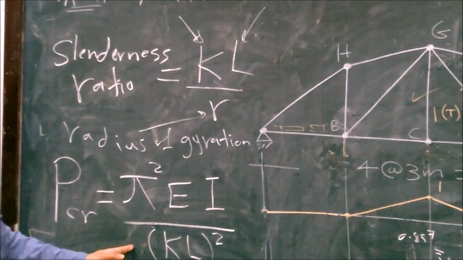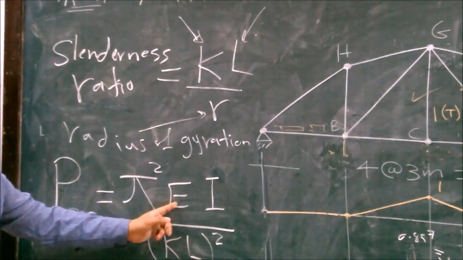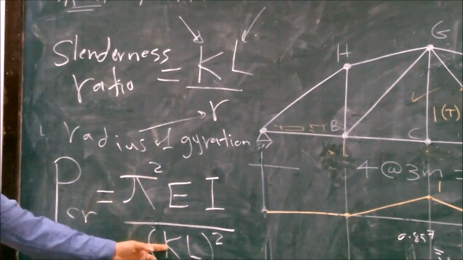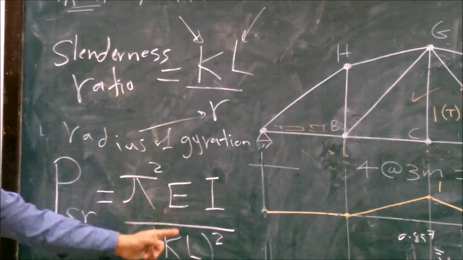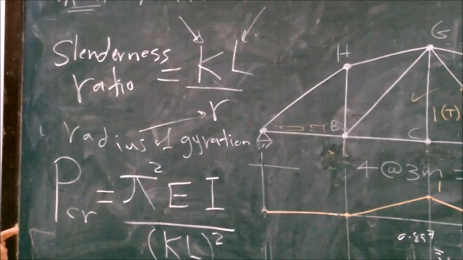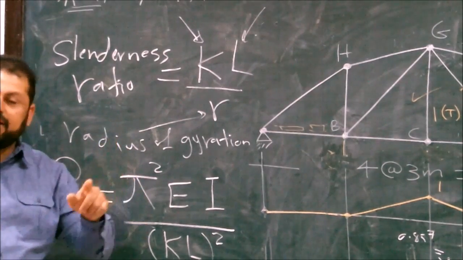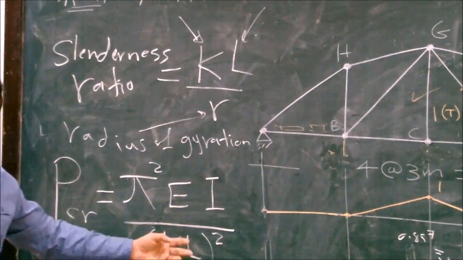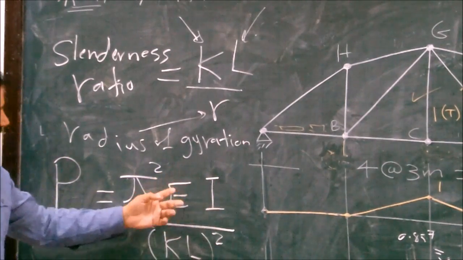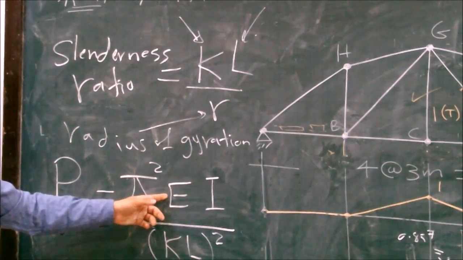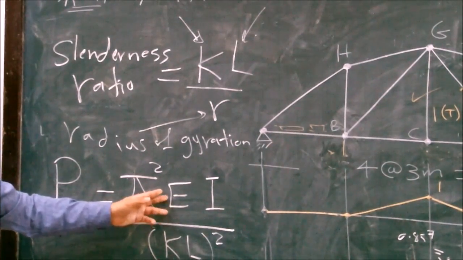This is Euler. This is the moment of inertia. Elastic modulus. This is pi, 3.14, or 22/7. This is K, the factor. L is the length. This is Euler, the critical buckling load. How much load can I apply to cause buckling? It depends on the length of the member, it depends on the area, which is I, and it depends on the material: steel, metal, wood. Buckling is failure.